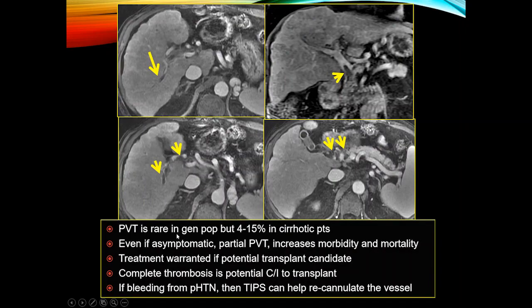While portal vein thrombosis is rare in the general population, there is a higher incidence in cirrhotic patients. And even if it's asymptomatic or non-occlusive, it really increases morbidity and mortality. Treatment is warranted for the patient, particularly if they're a potential transplant candidate, to keep them within transplant candidacy.